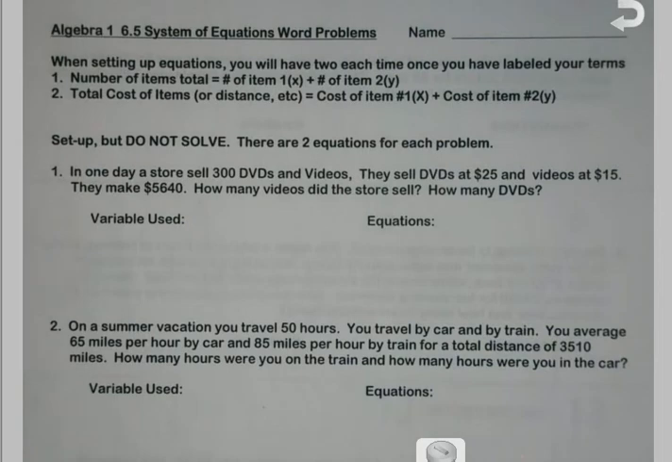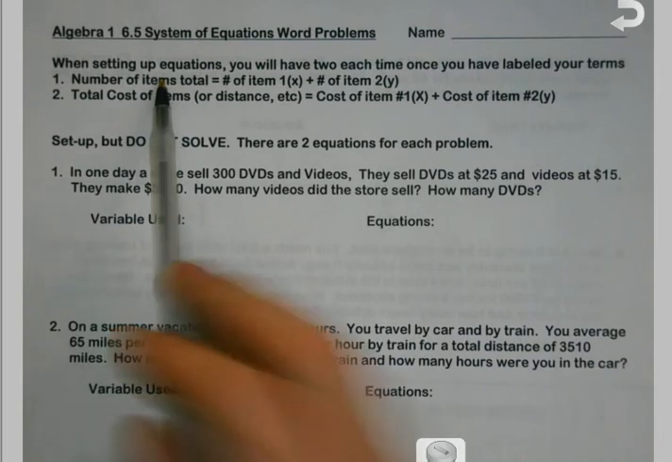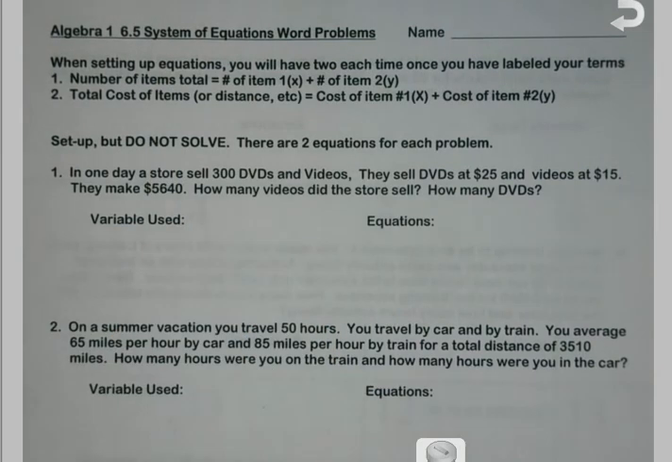So when we're setting up these word problems so we can do them, one of two things is going to happen. Either we're going to have items, so in this first one we've got DVDs and videos. I don't know why they're not the same, but okay. And then the cost of them. And we make two separate equations out of them.